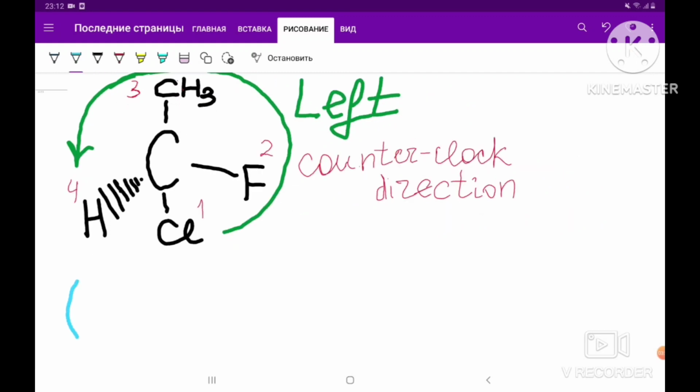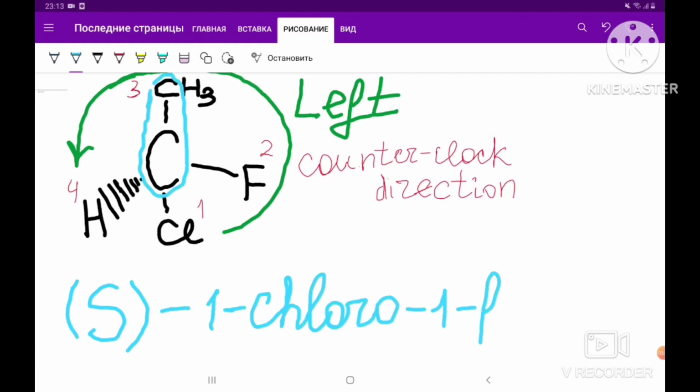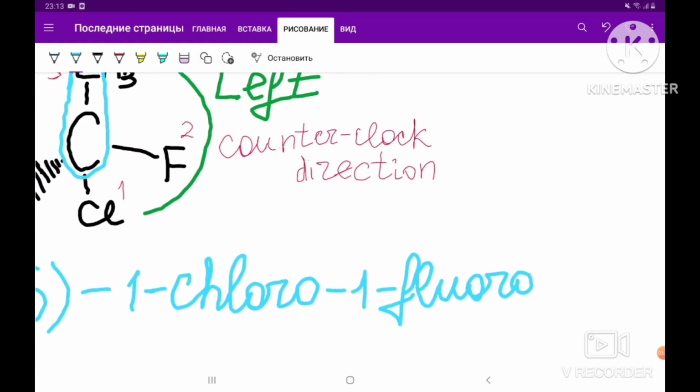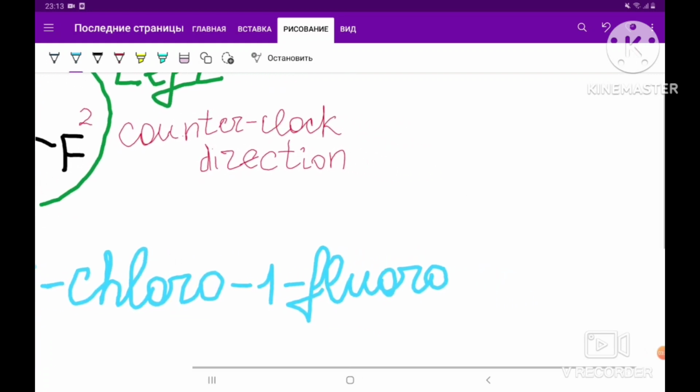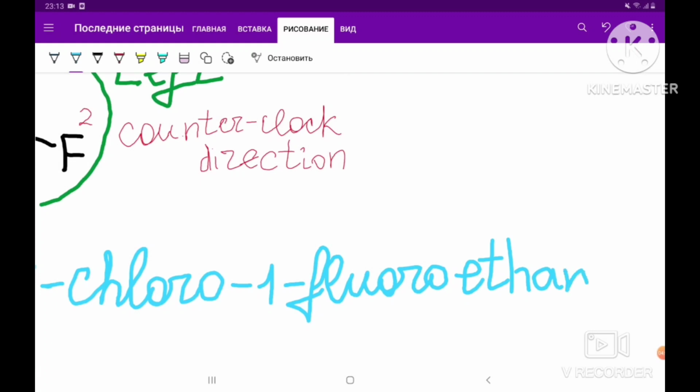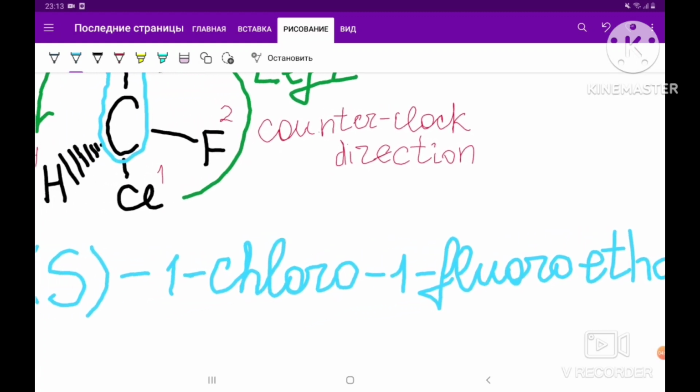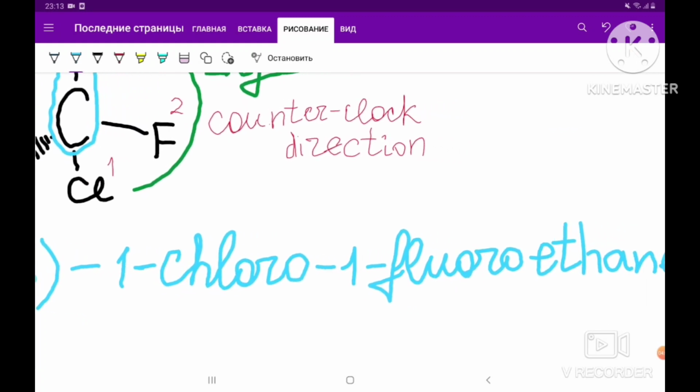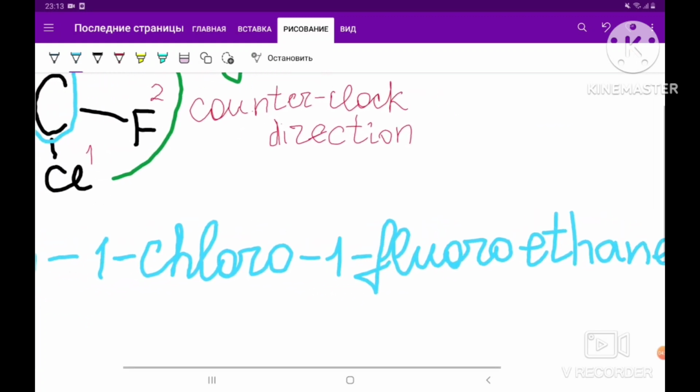This will be S, 1-chloro-1-fluoroethane. If we write the name, we always have to write at the beginning whether it's S or R. It consists of 2 carbon atoms, so it will be ethane. On the first carbon we have chlorine and fluorine, so 1-chloro-1-fluoroethane.